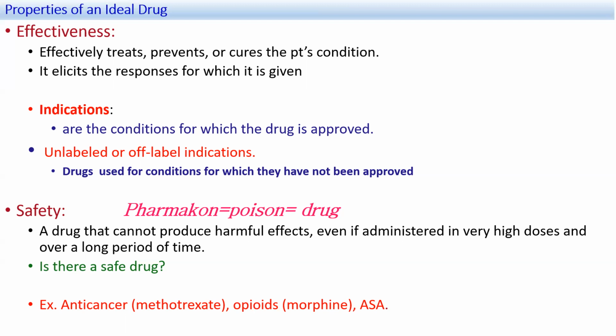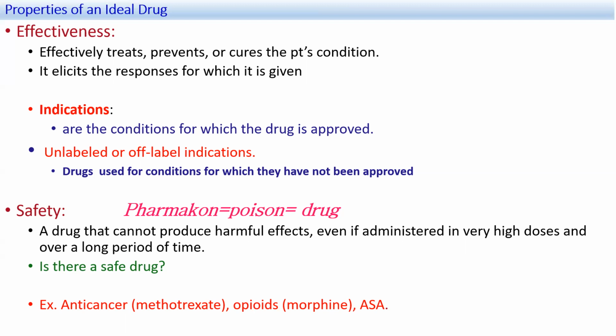And indications are the conditions for which the drug is approved. So we say that this drug is approved for diabetes. This drug is approved for hypertension. This drug is approved for gout. This drug is approved for cancer. So diabetes, cancer, gout, and hypertension are called indications for that specific drug.